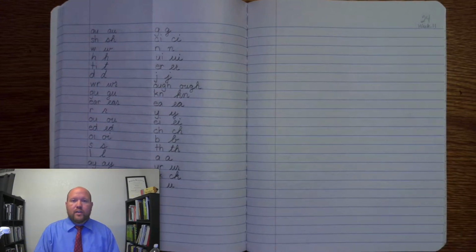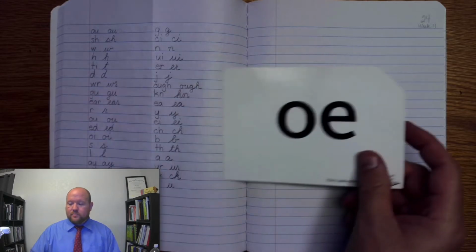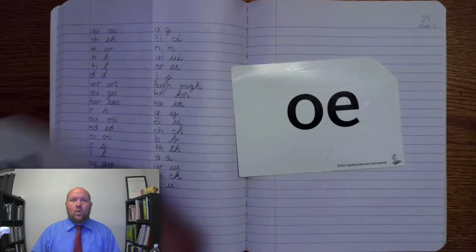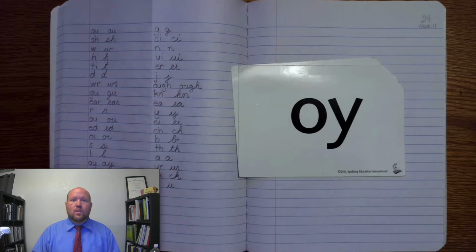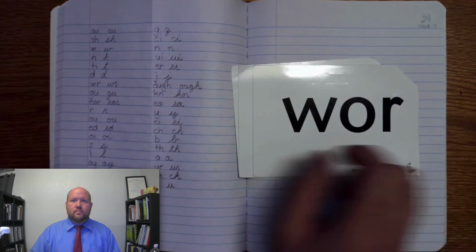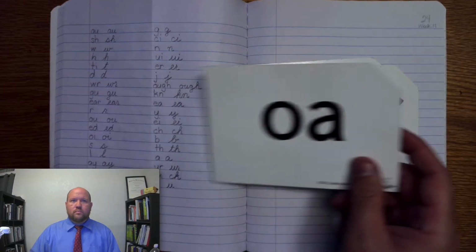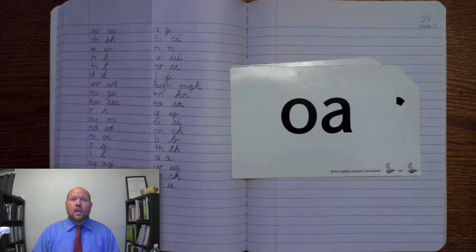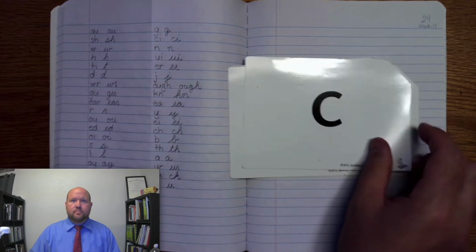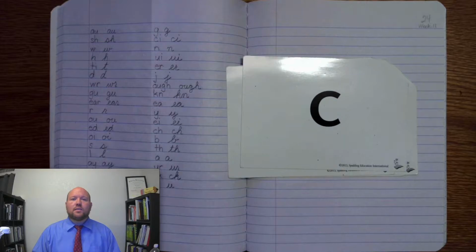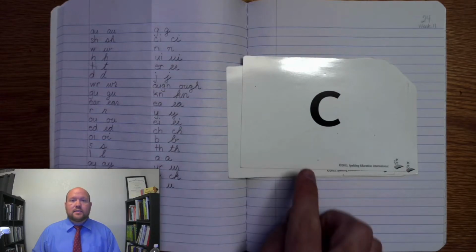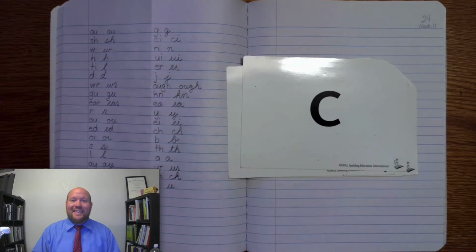And if there's a rule, have it in your head, ready to say it with me when I ask. Oh. Oi. Were. Oh, boat. K-s. When can it say ts? When followed by an E, I, or Y.